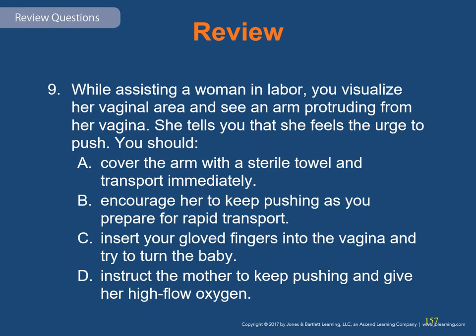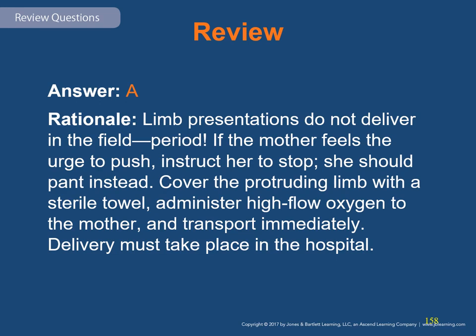Review question 9. While assisting a woman in labor, you visualize her vaginal area and see an arm protruding from her vagina. She tells you that she feels the urge to push. You should A. Cover the arm with a sterile towel and transport immediately. B. Encourage her to keep pushing as you prepare for rapid transport. C. Insert your gloved fingers into the vagina and try to turn the baby. D. Instruct the mother to keep pushing and give her high flow oxygen. The correct answer is A.